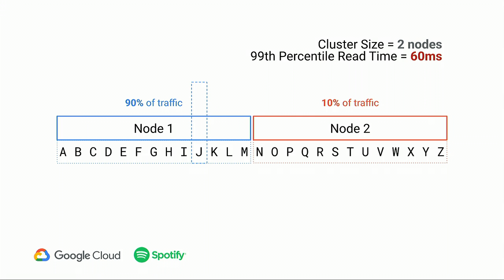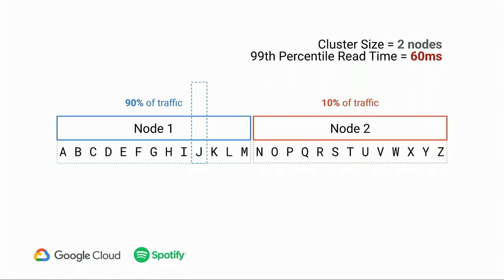It's just that there's so much more traffic going to node 1 that it's skewing the balance between these two nodes. And if we look at the number at the top here, the 99th percentile read time has now shot up to 60 milliseconds. That's pretty bad. If we started at 10 milliseconds, now we're at 60. That's probably going to trip some alarm and wake someone up at 3 in the morning.